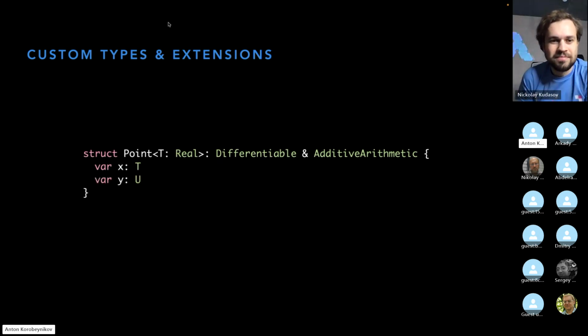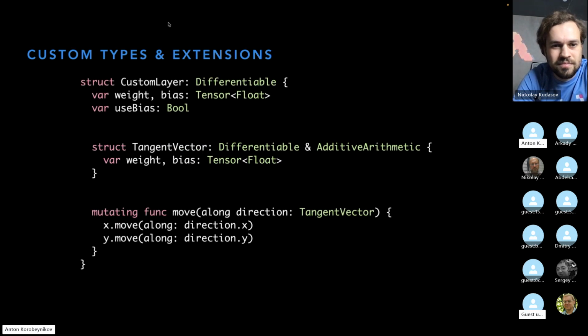Certainly. Sorry, can we go back to the previous slide? I believe in the move function we should replace x with weight and y with bias. Oh yeah, right, definitely. Thanks. Sorry, it was a typo. I renamed the fields here, but not in the move.